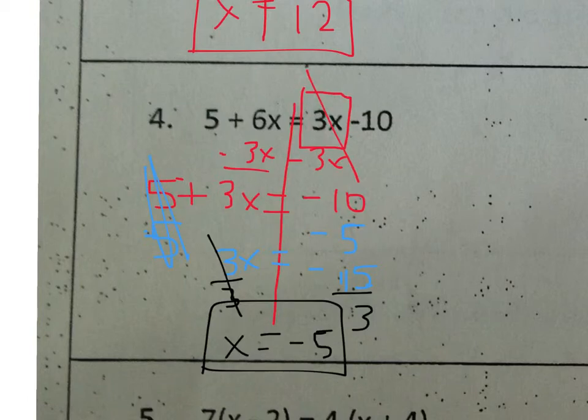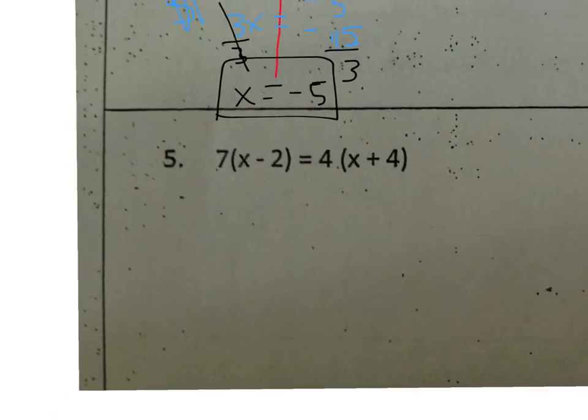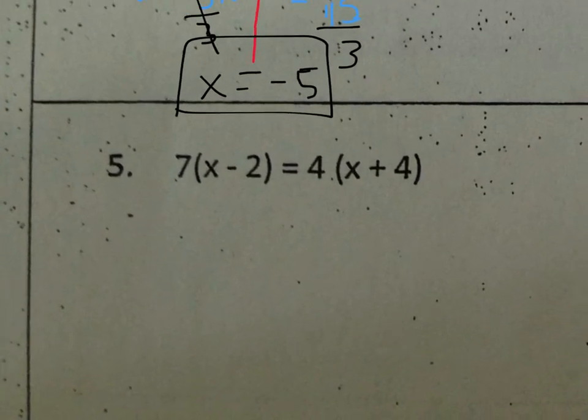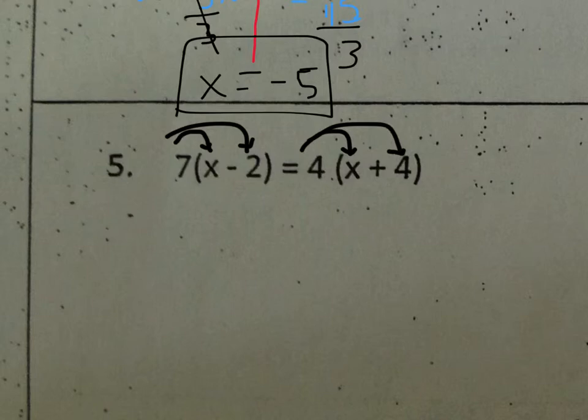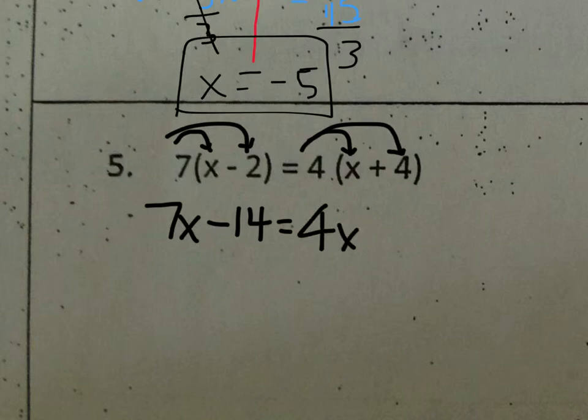All right, and then the final problem here on this page is a little bit more difficult. So I'm going to draw arrows first to indicate that I am going to distribute. I'm going to do that on both sides of the equation to start off this problem. 7 times x is 7x. 7 times negative 2 is negative 14. And I'm done with that side. 4 times x is 4x. And 4 times positive 4 is positive, and I'm going to write that plus sign, 16, so I know what I'm doing in that part of the problem.